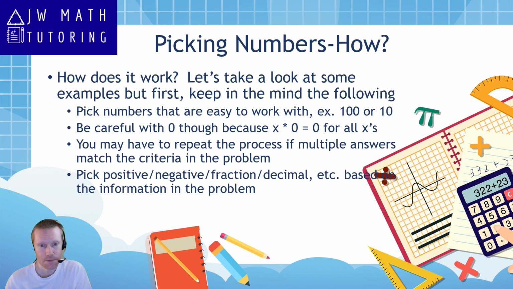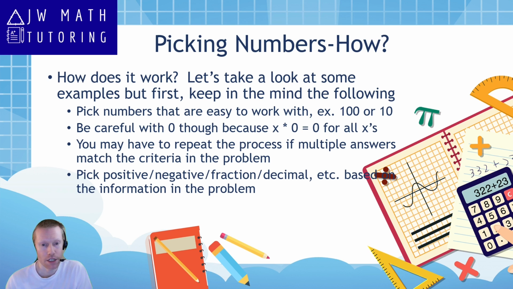Also, be aware that 0 is a lot of times not a good number to pick because anything times 0 is equal to 0, regardless of the number that you're multiplying it by. So generally you want to try to avoid 0 if possible, although you may have to use it in some situations. Now, if you go through the strategy of picking numbers and it turns out that more than one answer is correct, then you're going to have to repeat the process with a new set of numbers and go through the whole situation again, but hopefully only have to check 2 answer choices instead of 4.